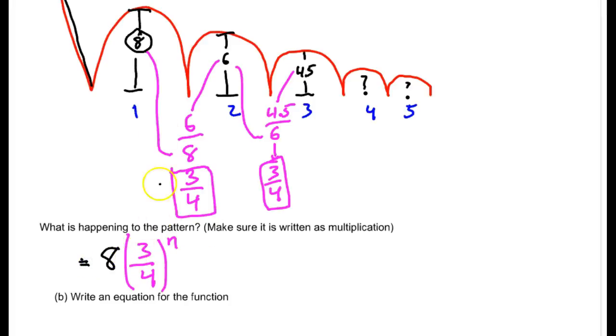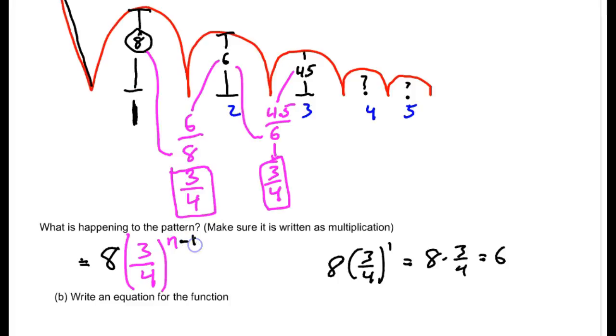Now, does this work? If I plug in 1, do I get an answer of 8? Let's see what happens. I plug in 1, and I get 8 times 3/4. Do you think that's going to equal 8? No, that's going to equal the next one. That's going to equal 6. I want to plug in 1 and get 8, and plug in 2 and get 6, but I'm plugging in 1 and it's giving me one more than I need. I need this answer to be 1 less. Instead of being 2, I need it to be 1.